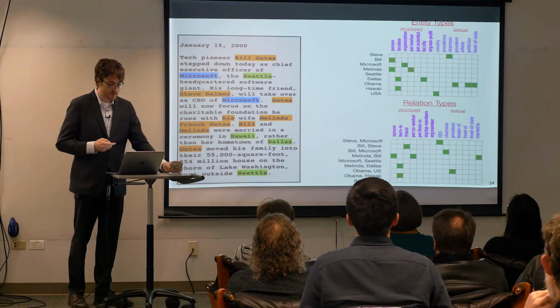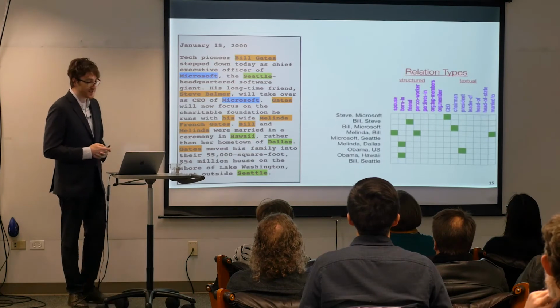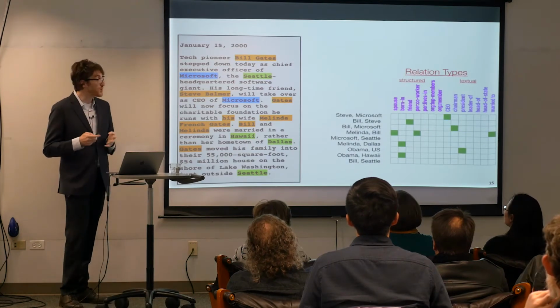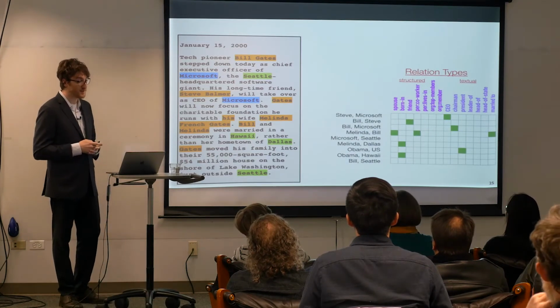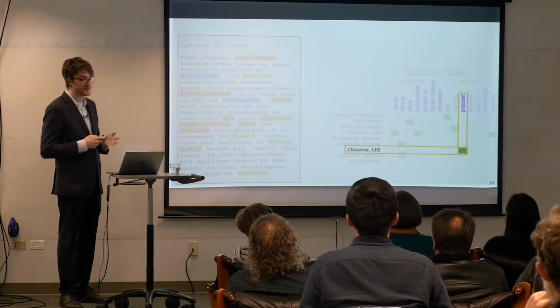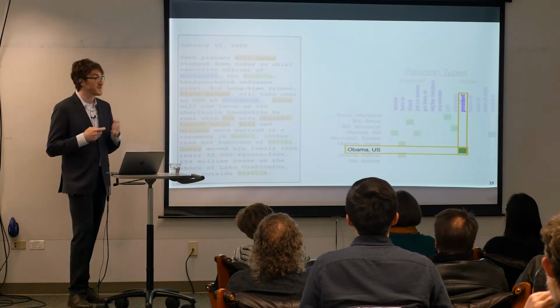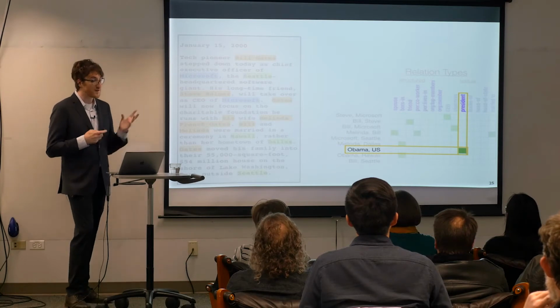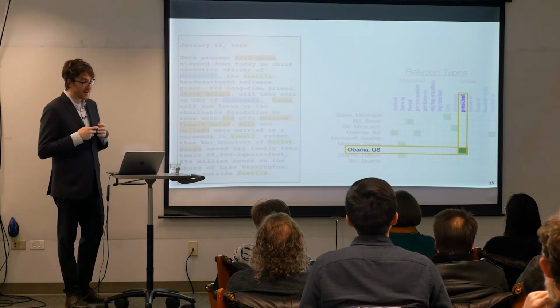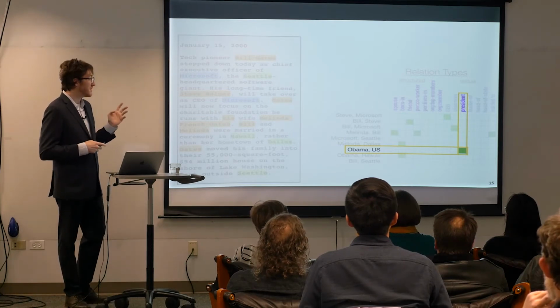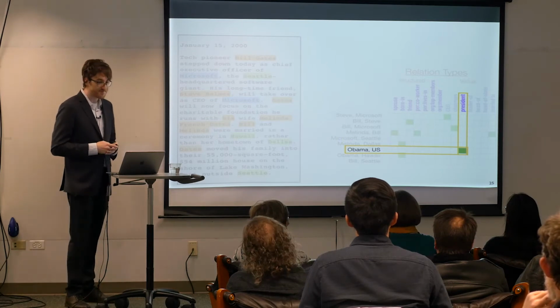Okay, so for now, let's just look at these entity pair relationships. At this point, we have this massive binary co-occurrence matrix. And here, a green cell is depicting a fact that we observed in our training data. So for example, this green cell is denoting the fact that Obama was the President of the United States.